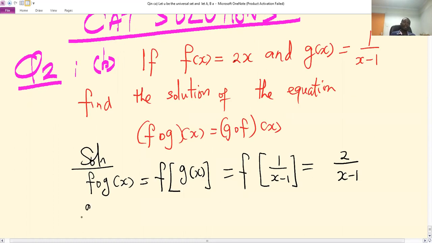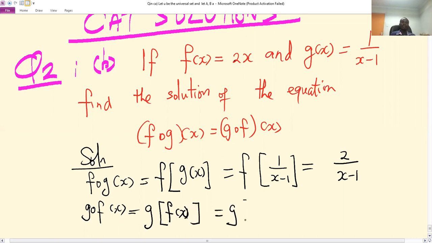And then g composed with f of x means g becomes the function, f of x becomes the input. So f of x by definition is 2x. And ask yourself, what does the g function do to any x? You give g an x, it will take 1 over the input you gave it and then subtract 1. So it does the same thing. It will take 1 over the input, which is 2x, and then subtract 1.